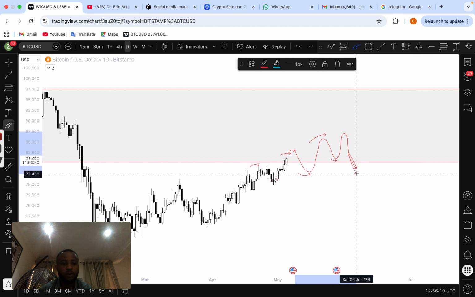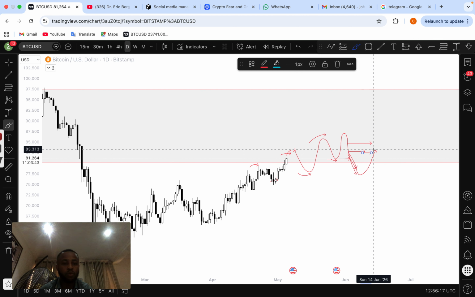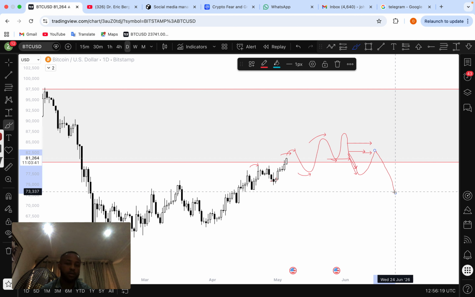Then eventually we have a market structure break, then pull back into supply. This is where we'll be looking to be a seller. So I hope it makes sense now. On the lower time frame, this is what we'll be looking at, what we'll be expecting to develop.